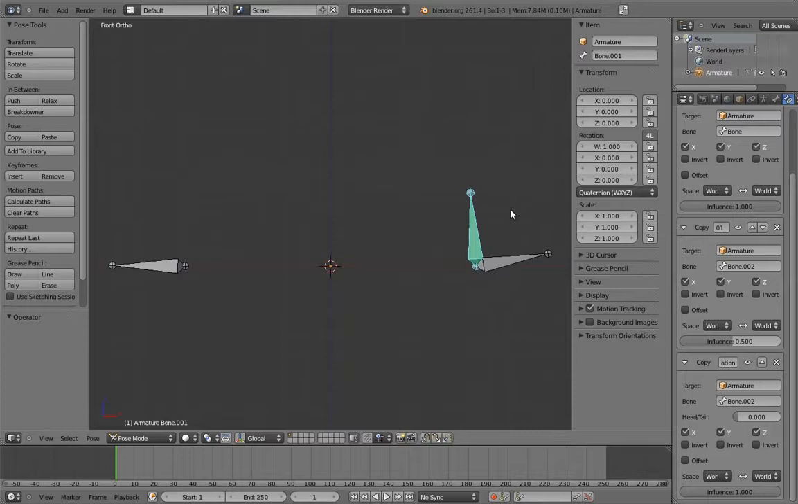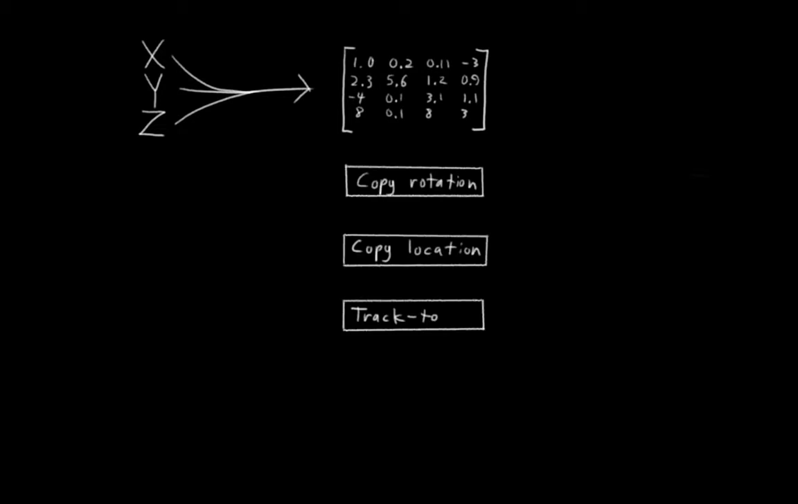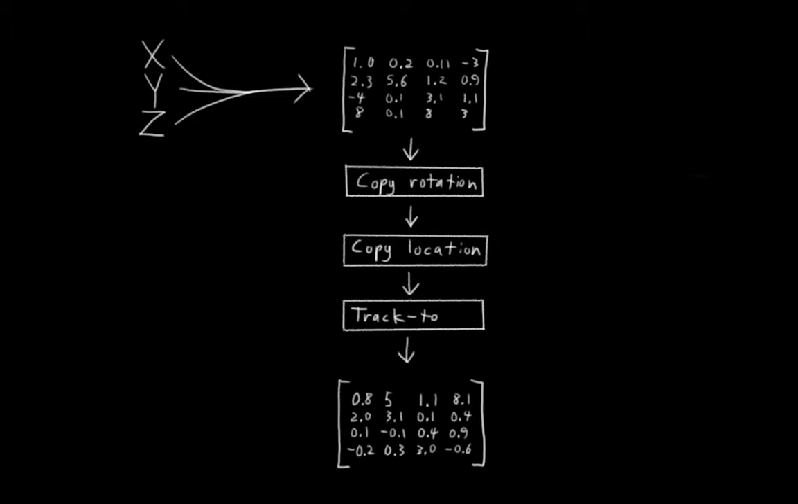The last thing to note about constraints is to reiterate that they use transform matrices and do not affect the transform values in the end panel. These transform values are turned into a transform matrix, and that matrix is then fed into the top of the constraint stack, getting modified by each constraint in turn, and it's finally spit out at the bottom as the final transform matrix of the object.